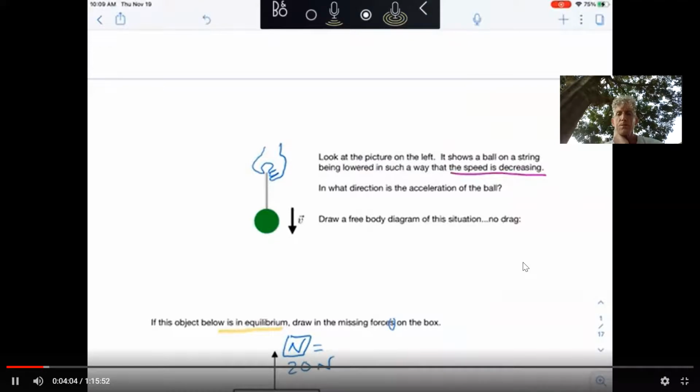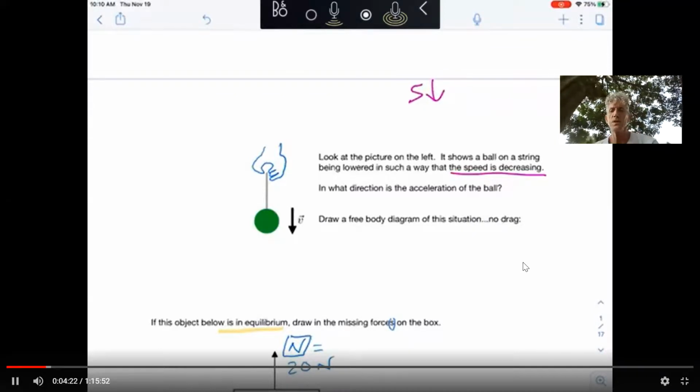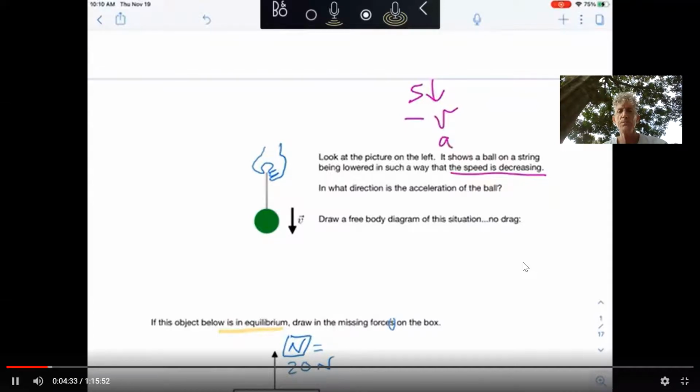Okay, here we have a ball that we're lowering. We're holding the string. The speed is decreasing. Okay, so the speed is decreasing. What direction is the velocity? It's being lowered. So I just wrote the speed is decreasing. The velocity is going low. It's being lowered. So velocity is down, which is negative. What direction is acceleration? Well, the speed is slowing down, so V and A have to have opposite signs. So the acceleration has to be positive.